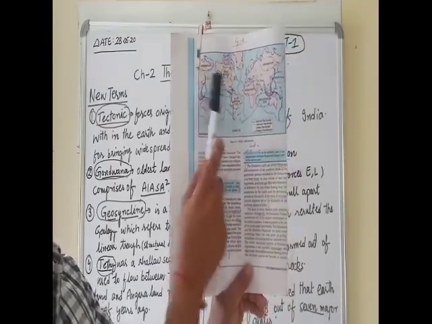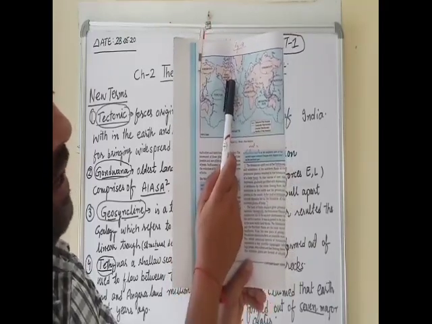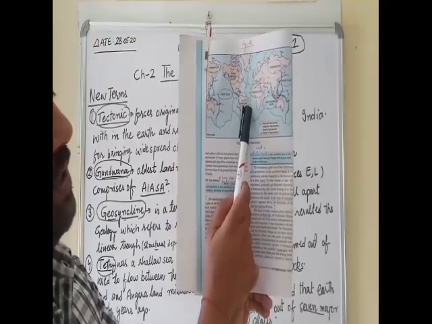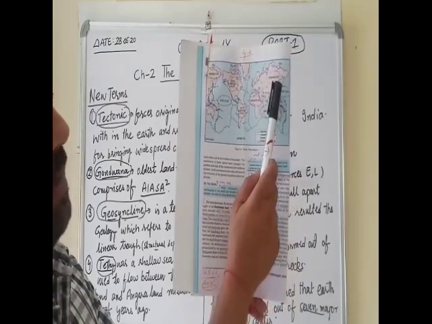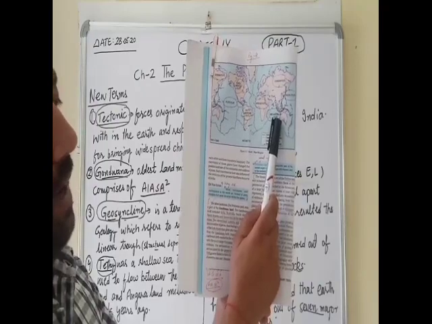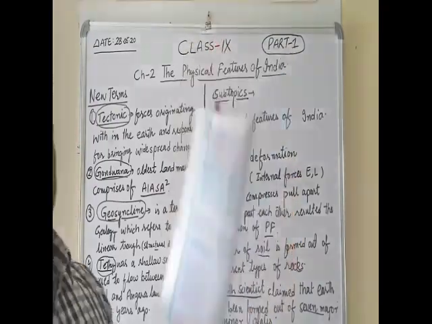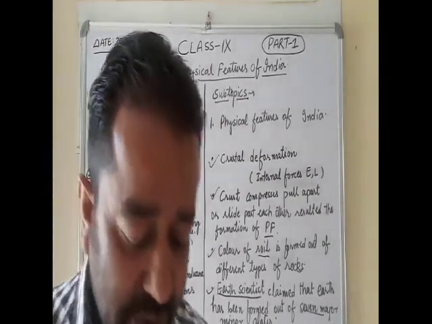Number 1, remember this, Eurasian plates. Number 2 is Northern American plate. Number 3 is Pacific plate. Number 4 is South American plate. Number 5 is African plate. Number 6 is Eurasian plate. And last one is Indo-Australian plates. So these are the major tectonic plates. So this is clear to you.